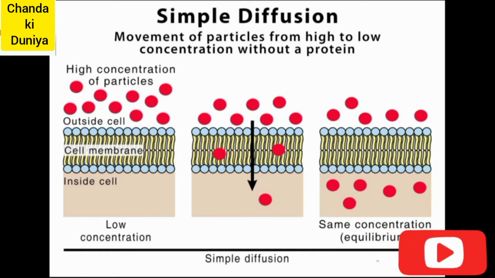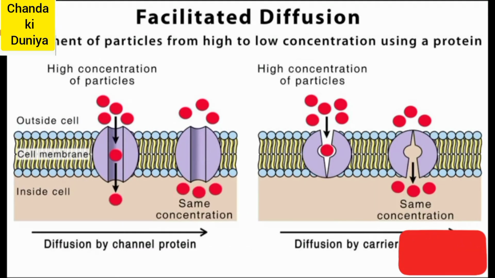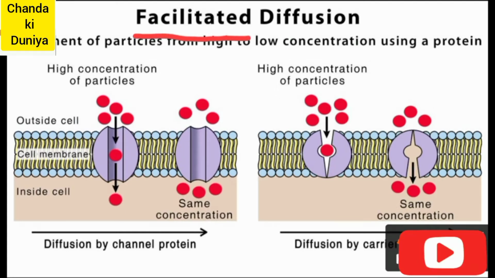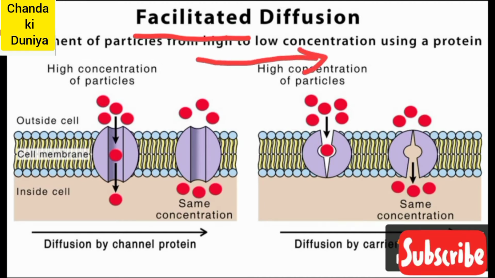Now let's talk about the second type of diffusion, which is facilitated diffusion. What happens in facilitated diffusion? Have a look at this diagram. This is a type of diffusion, but why do we call it facilitated diffusion? It is the same as simple diffusion, but one thing is different in facilitated diffusion. It is the movement of particles from the higher concentration towards the lower concentration by an agent or using a protein.